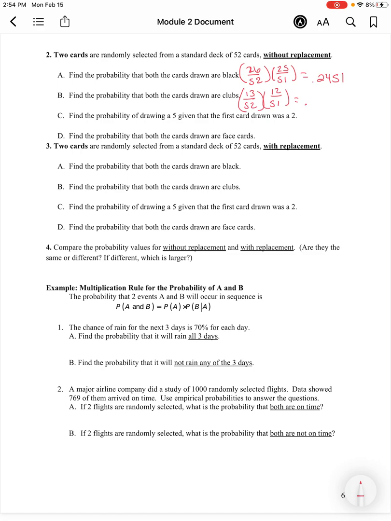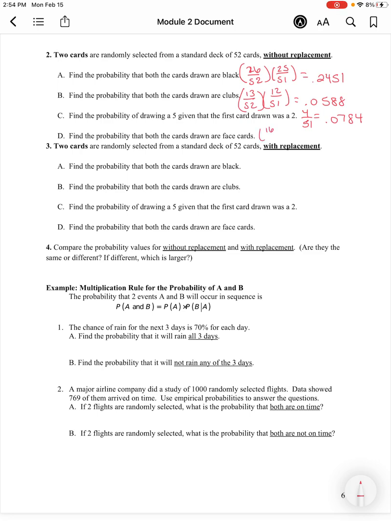Which would be 0.0588. Probability of drawing a 5 given that the first card drawn was a 2. Well, given that the first card drawn was a 2, there are only 51 cards left, and there are still 4 that are 5s. So that's 0.0784.